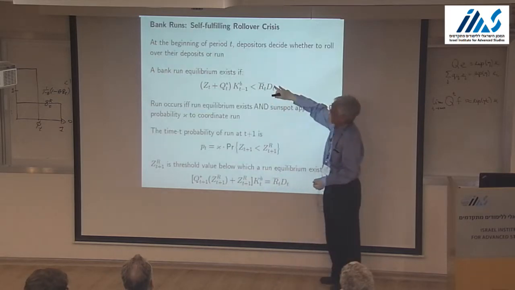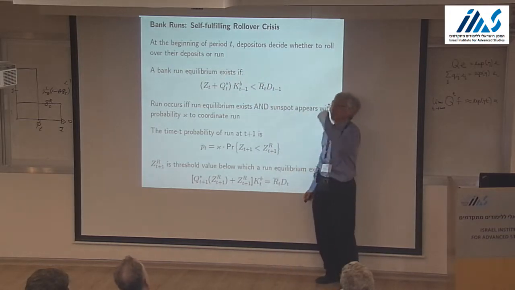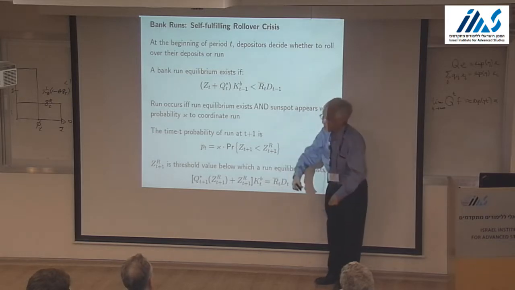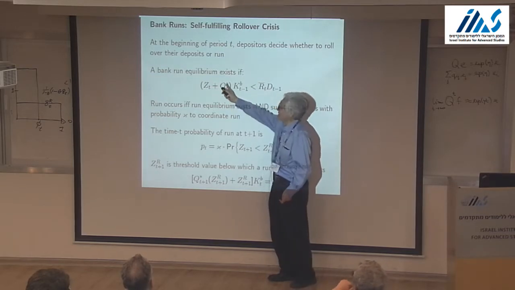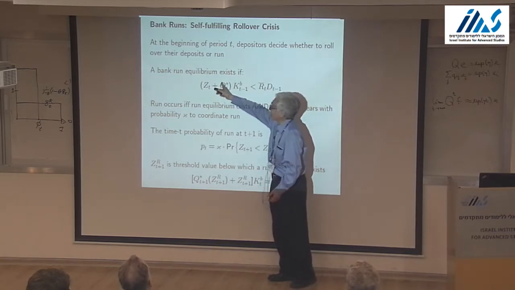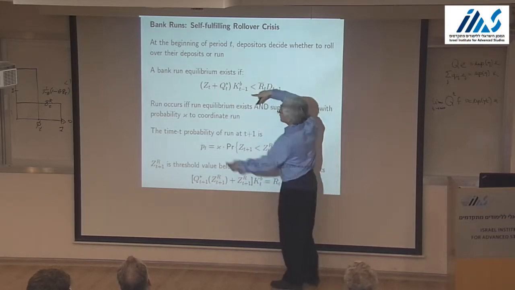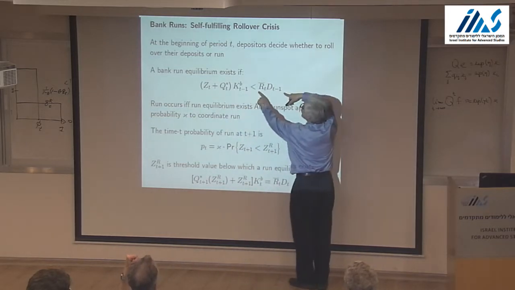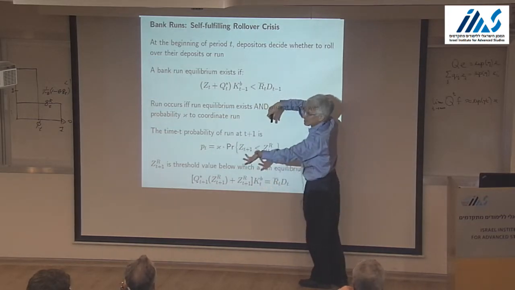In the beginning of the period, the depositor decides whether to roll over the deposit or not. If they don't roll over, the banker has to dump the asset. The asset price is going to be different, which we later derive, but this is the endogenous fire sale price. If at the fire sale price the bank's return from last period is not big enough to cover the promised return, the banker will default.